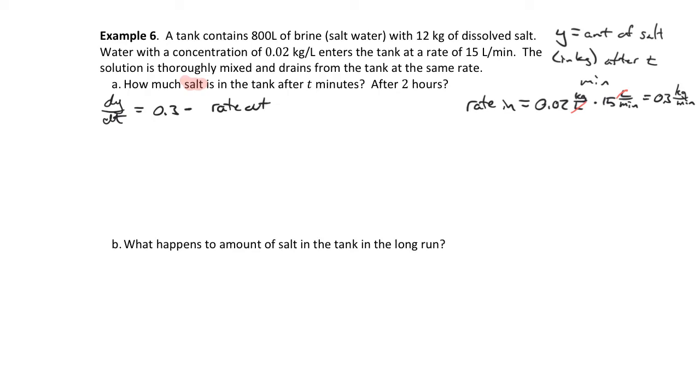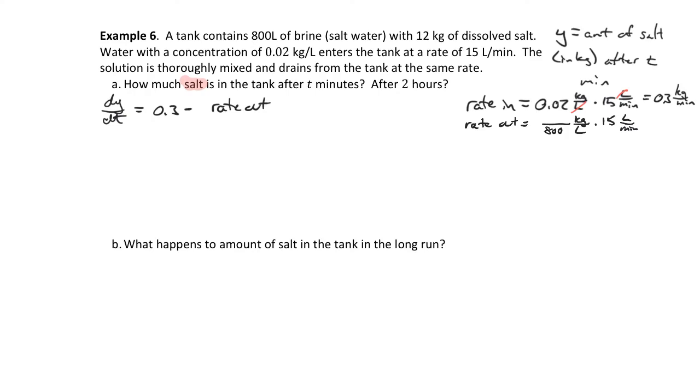For the rate out, we're going to do something similar. It's a little bit more complex, though. The rate out will be a concentration, which is in kilograms per liter, multiplied by the rate at which it's leaving, the number of liters per minute. Well, that 15 does not change. It's the kilograms per liter that will change. Now think about the 0.02. It is a concentration, the number of kilograms per liter. And so if we think about this tank, it holds 800 liters. The denominator measures the number of liters, and the numerator measures the number of kilograms.